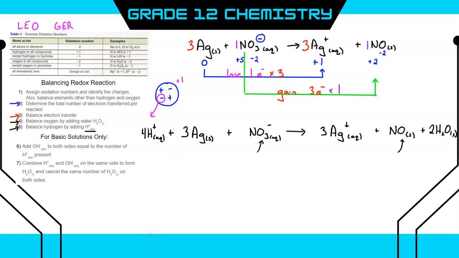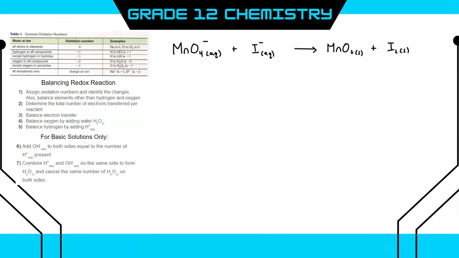And now you have a completed balanced redox reaction. Now there's some extra steps for basic solutions, so why don't we take a look at an example of a basic solution. All right, so here's our next example. So let's start from step 1. Assign oxidation numbers and identify the changes.